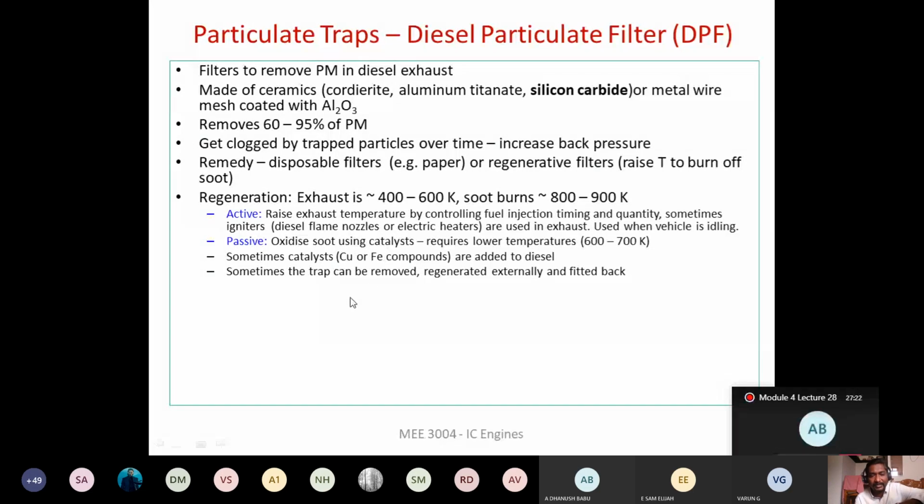Or the other option is that you can replace the diesel particulate filter and refit with a new diesel particulate filter. So these are some of the options. You can either go for the active method of regeneration. Initially we had the disposable filter, then subsequently we came to the regenerative type of particulate filter. Under regenerative type we have active and passive. If it is active, whatever soot deposit is there has to be burnt. In the case of the passive method, we will be adding some catalyst, and because of the catalyst, the soot will undergo oxidation.